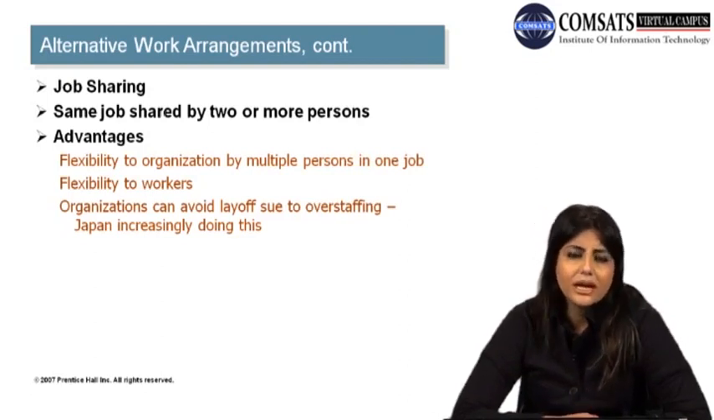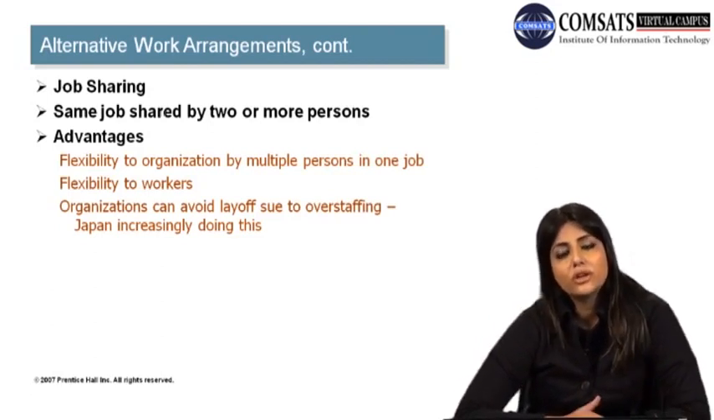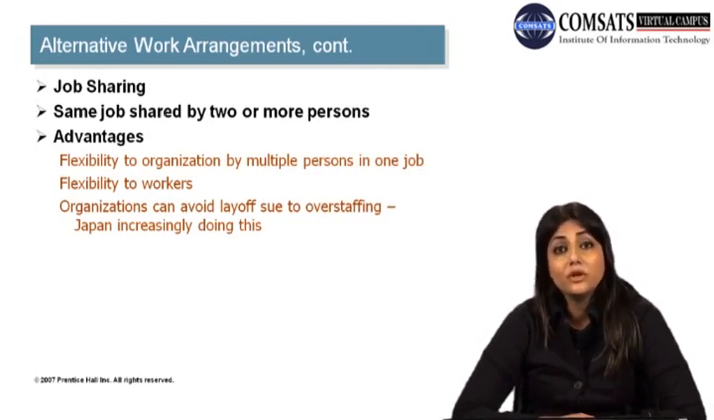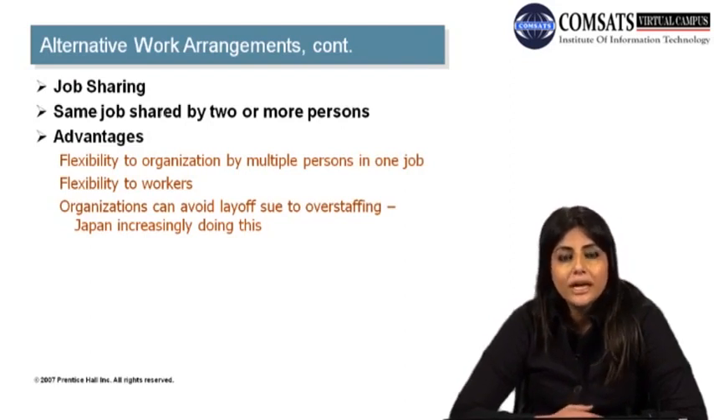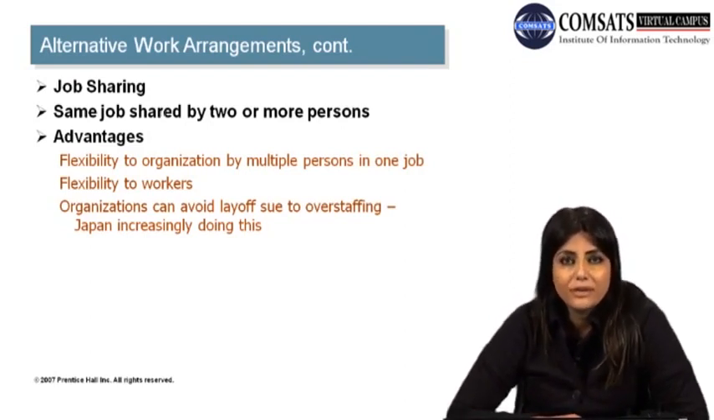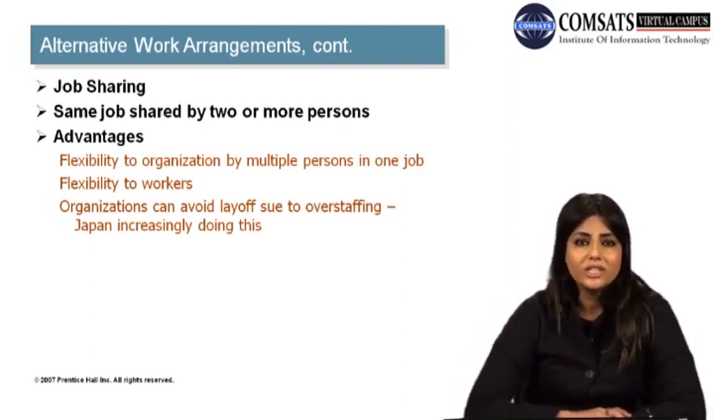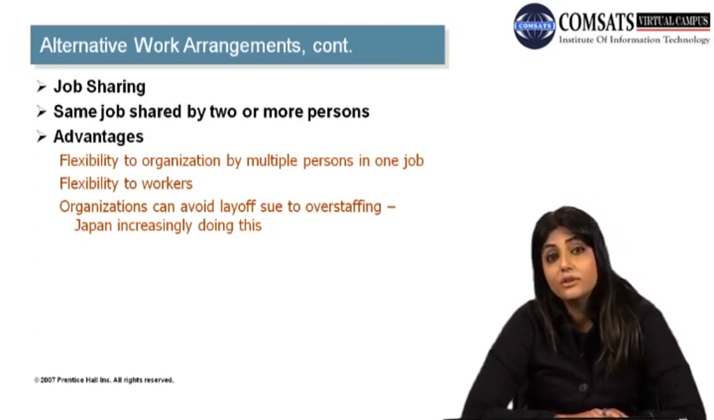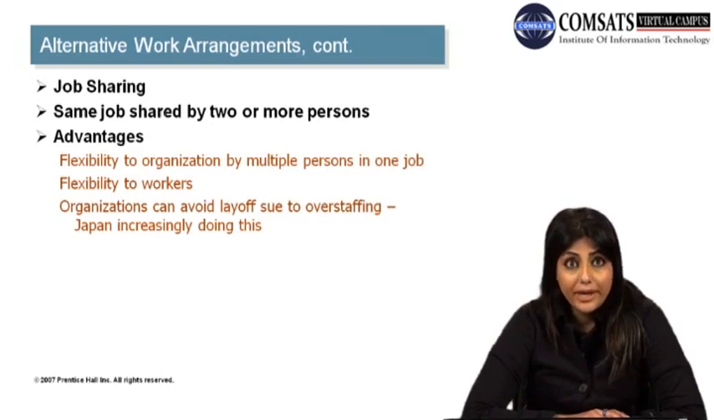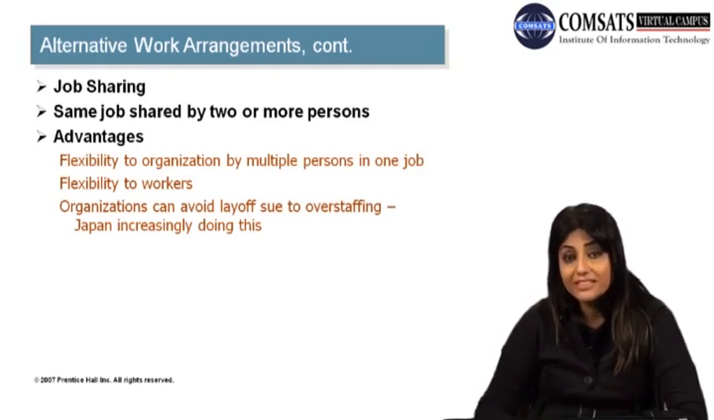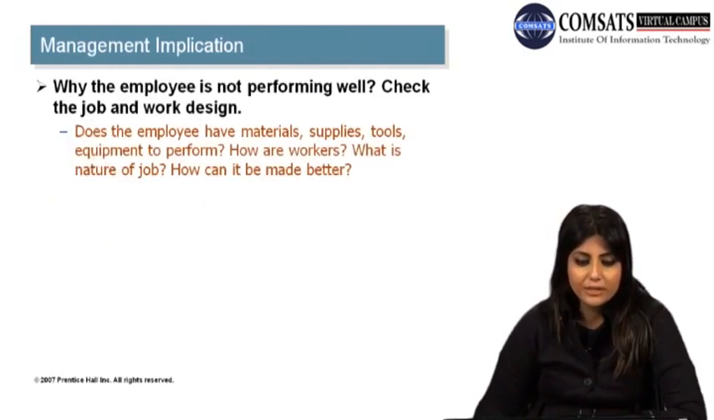And it can be challenging for the organization, because it might be difficult to find pairs of workers who can share the jobs, but again it gives flexibility, and it might be a very good option for people such as women who also have to attain work-life balance. It might not be possible for them to work 40 hours a week, and it might not be possible for retirees to work 40 hours a week. So it might be a very good option for them to share jobs, right? And for the organization, another benefit is that they can avoid layoffs due to overstaffing. Japan is an example, Japan is increasingly doing this, job sharing. So it gives flexibility to the organization as well as to the workers.